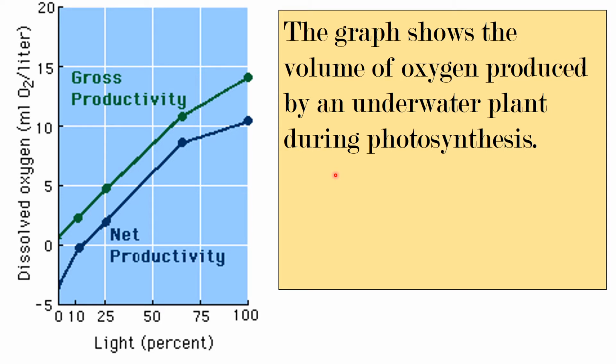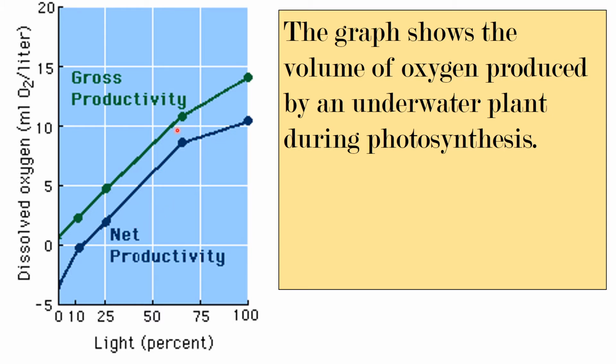So here is gross productivity that we talked about, the rate at which it produces biomass over a given period of time. And here we're looking at dissolved oxygen. So oxygen is produced during photosynthesis. So the more oxygen plants are producing, that indicates the higher the rate of photosynthesis.